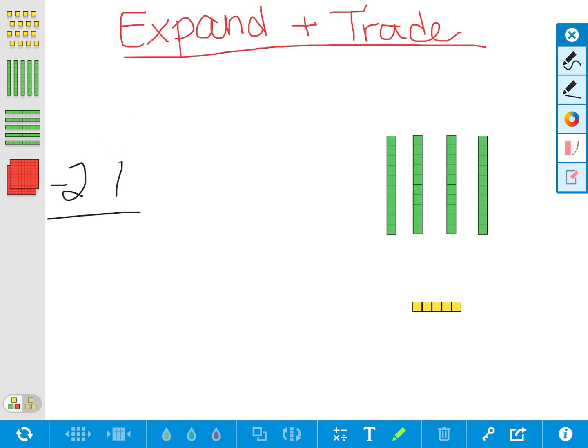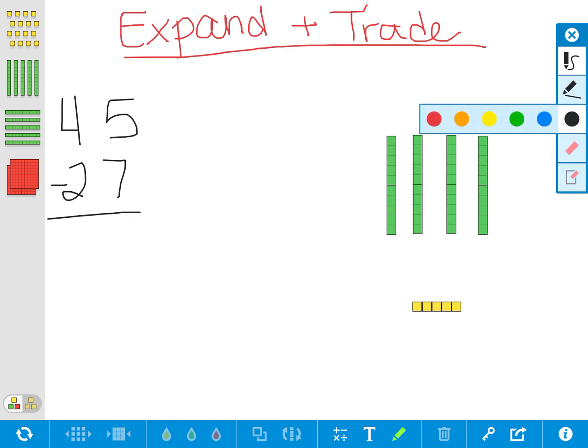Now let me just rewrite those two so we can get started. 27 and 45. Now don't forget, first it wants you to find a ballpark estimate. And we've done a lot of practice with that, so you should be all set with finding that part. Now let's look at how we expand and trade. And that word expand we've seen before in expanded form. So that's actually what we're going to do first.